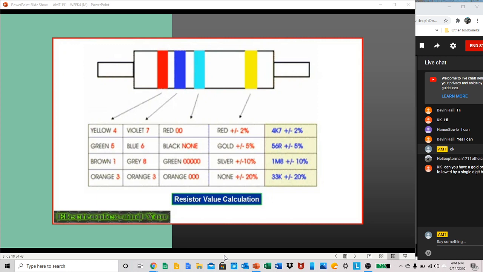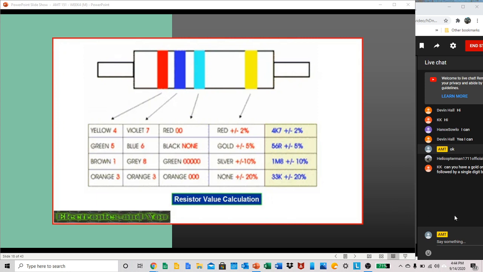I'm just checking the video here. For some reason, my thing looks like it disconnected. I don't know if you guys could tell that, but anyway, I'll keep going. It looks like it's still recording.